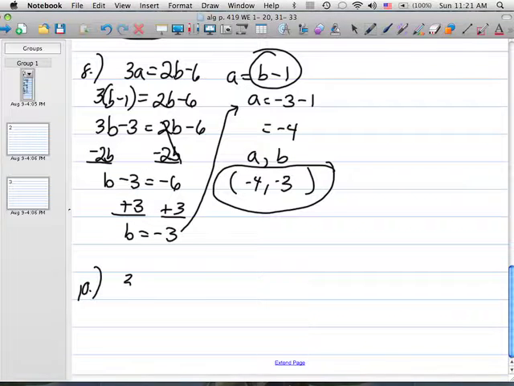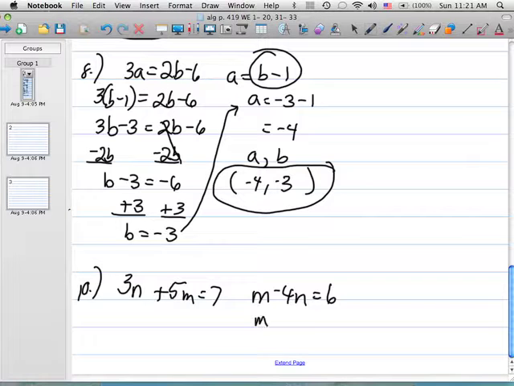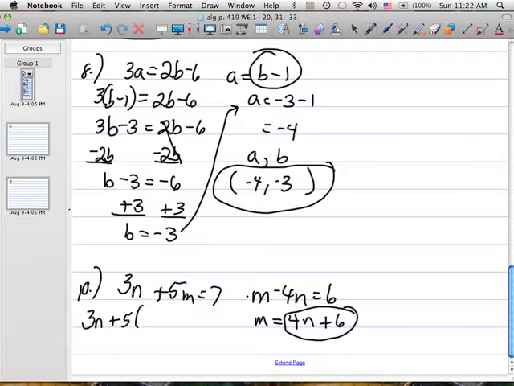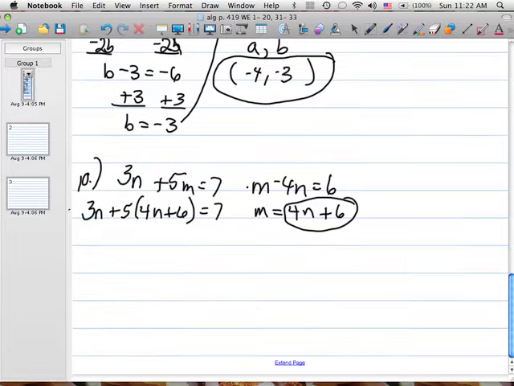Problem number 10, we have 3n plus 5m equals 7, and m minus 4n equals 6. I would solve for m in this one here because I don't have a number in front of m except 1. So m equals, add 4n to both sides, 4n plus 6. I use this for m, substitute it back into the other equation, 3n plus 5 times 4n plus 6 equals 7. Use your distributive property, you get 20n plus 30 equals 7.